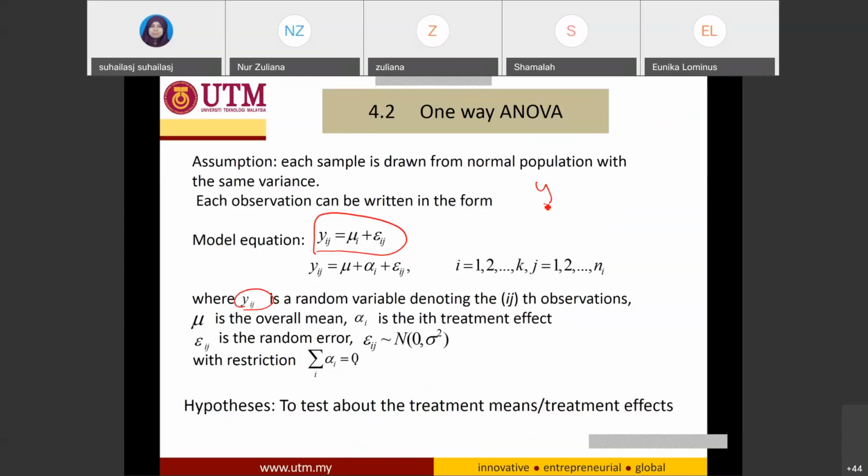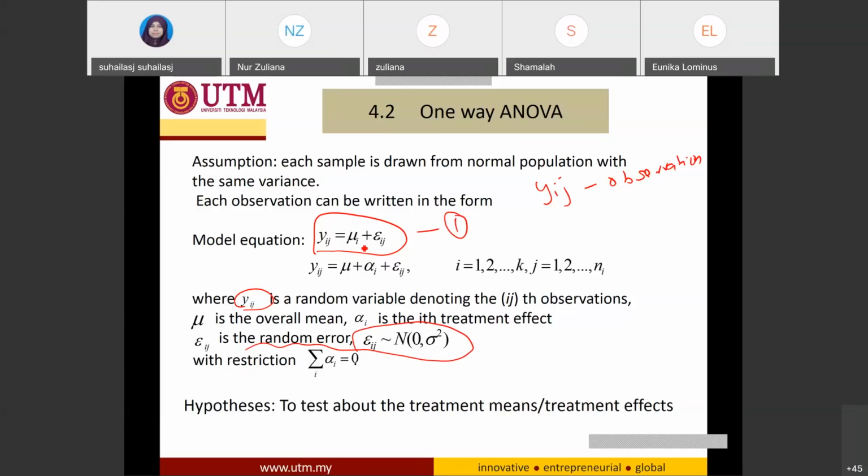Okay, Yij is your observation. Yij kamu ni kamu punya observation tadi. Mu i kamu punya mean for each level tadi. Mu i maksudnya mean for level 1, mean for level 2, mean for level 3, mean for level 4. Eij is your random error, we assume that it is normally distributed with mean 0, variance sigma square. So ini dia punya first equation, Yij equals to mu i plus Eij.